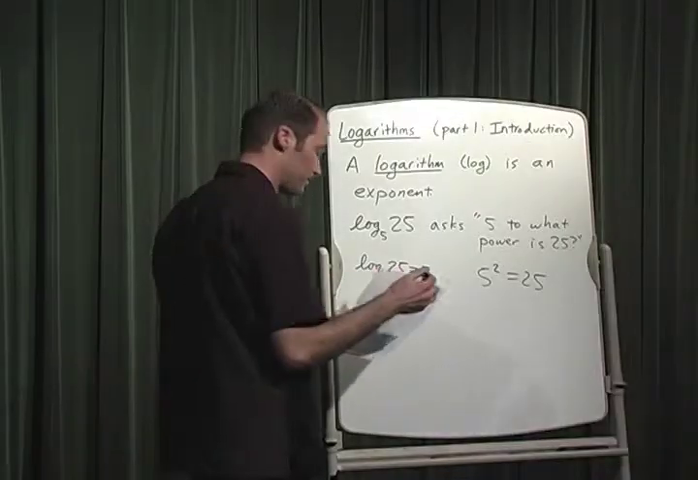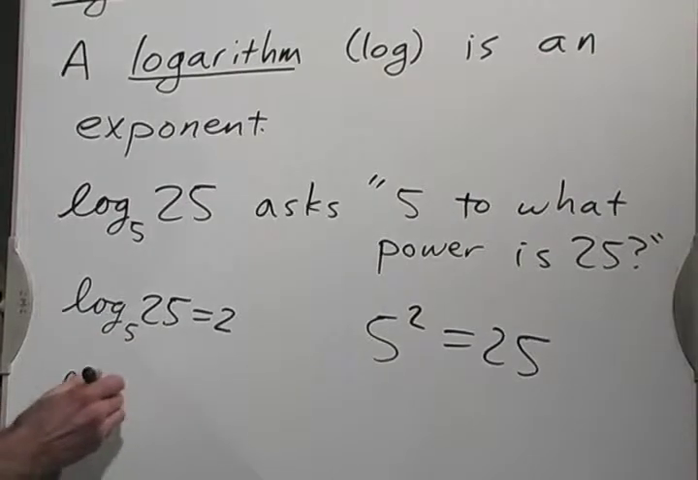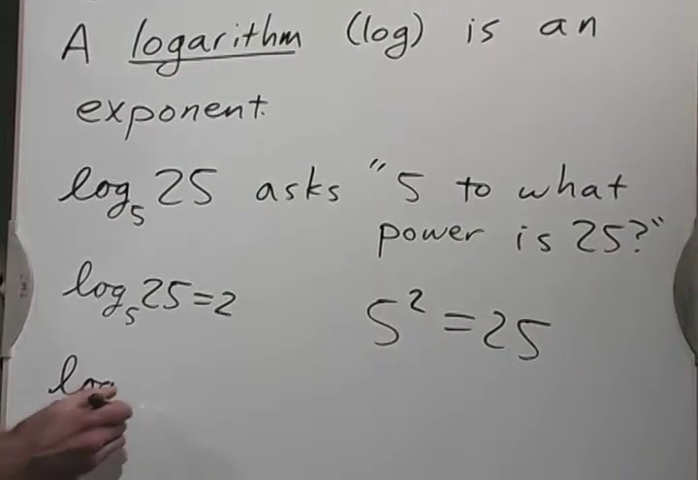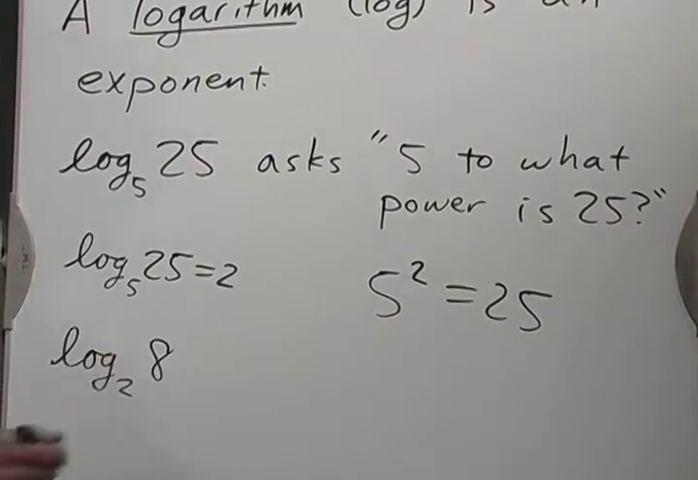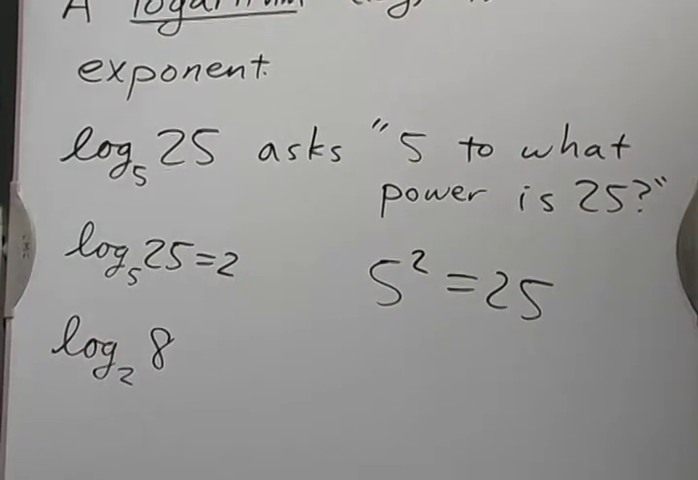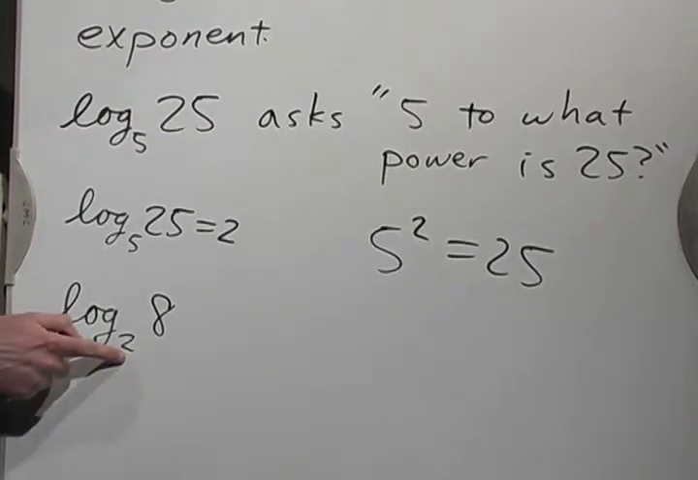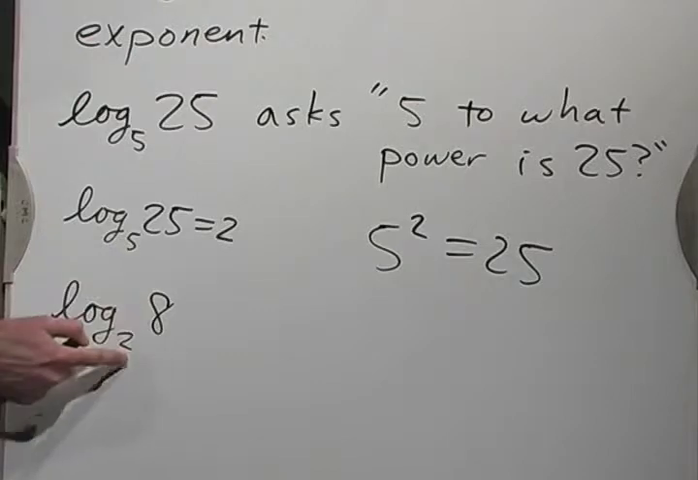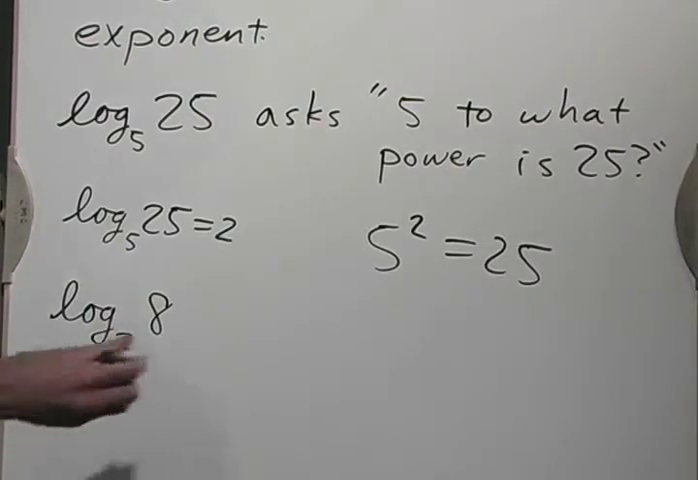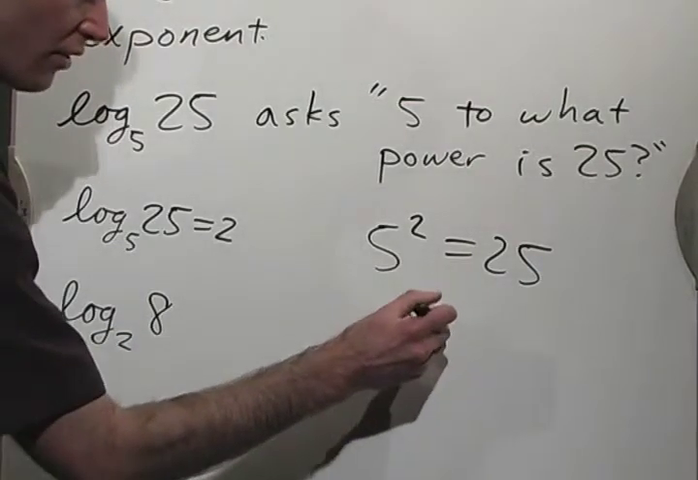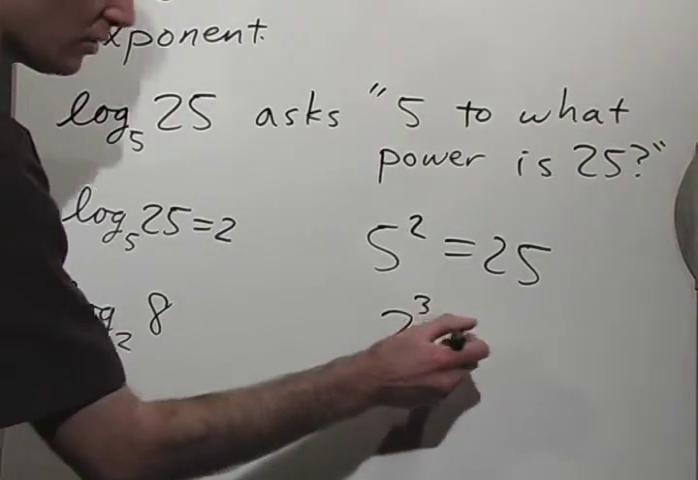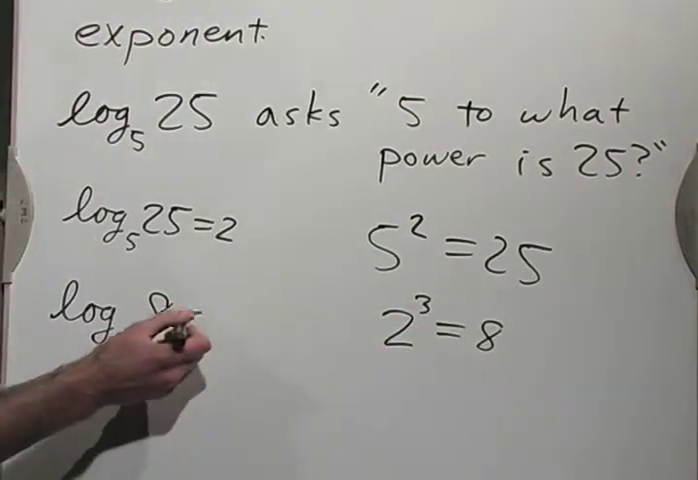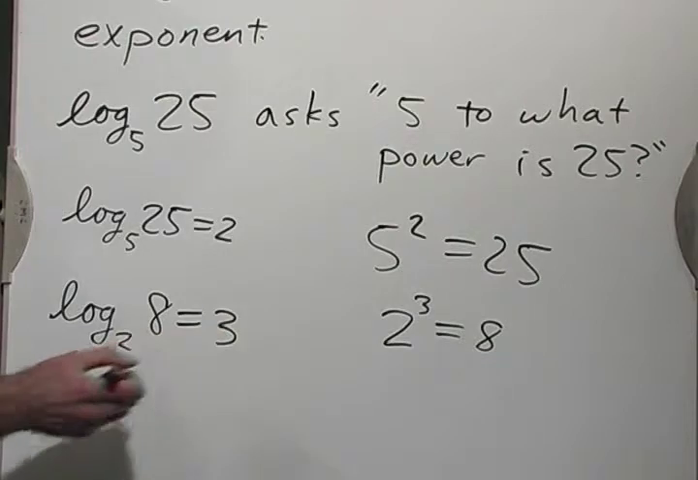Now, how about this one? If I have log base 2 of 8, well, this is also asking a question. It's asking, 2 to what power is 8? Well, I know that 2 to the third power, 2 cubed, is equal to 8. So my answer here is 3.